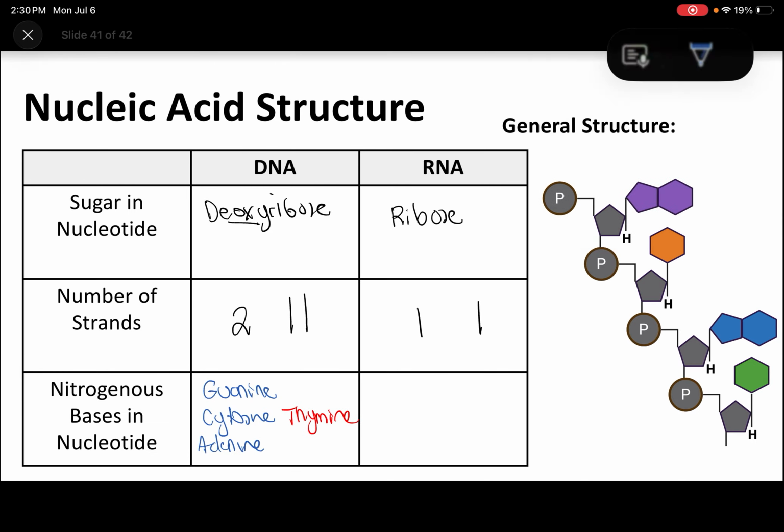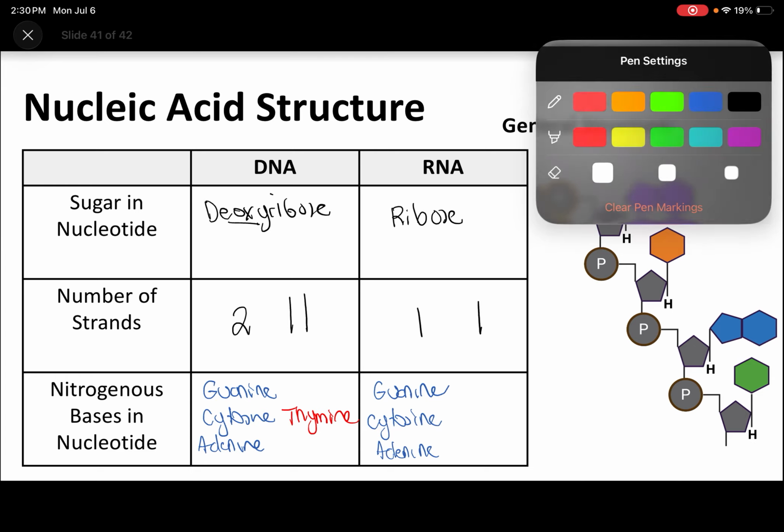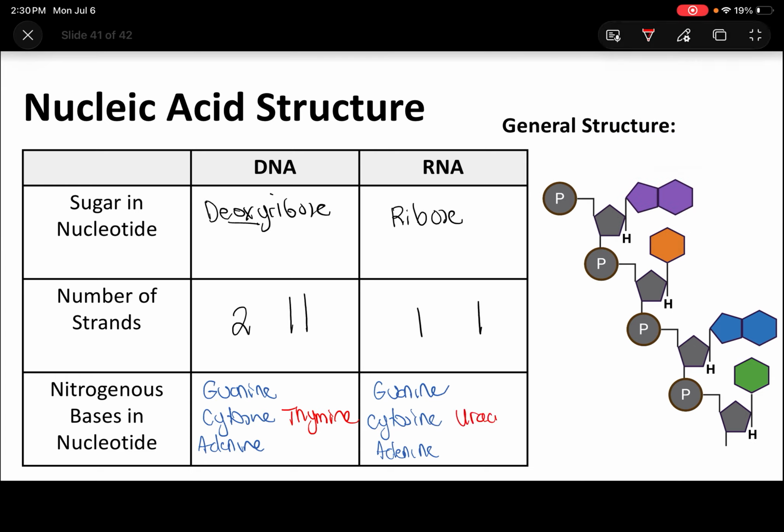On the other hand, RNA also has guanine, cytosine, adenine, and instead of thymine, it has uracil. So there is a slight difference in the bases that we find. So DNA is deoxyribose nucleic acid. It exists as a double-stranded piece. It has guanine, cytosine, adenine, and thymine. RNA stands for ribose nucleic acid. It is a single-stranded molecule made of guanine, cytosine, adenine, and uracil.